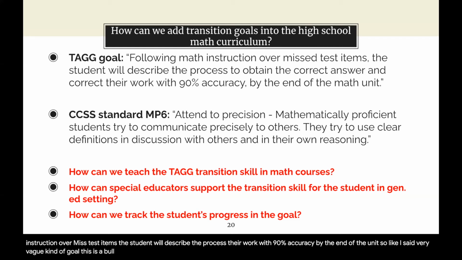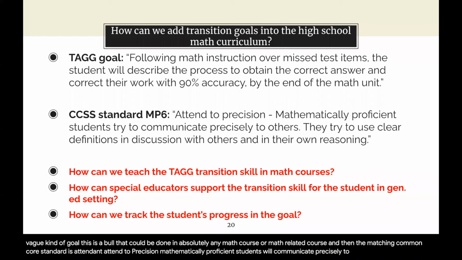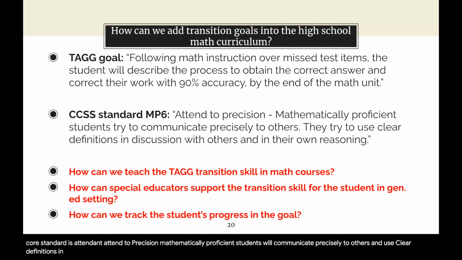This is a goal that could be done in absolutely any math course or math related course. And then the matching Common Core standard is attend to precision. Mathematically proficient students will communicate precisely to others and use clear definitions in discussing their own reasoning. So very much aligned. Why did you get something wrong? And then how do you fix it? Process to obtain a correct answer.